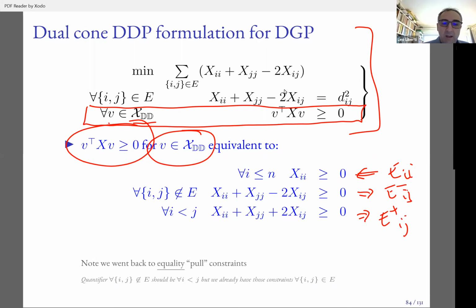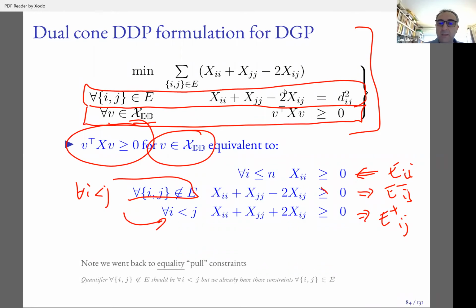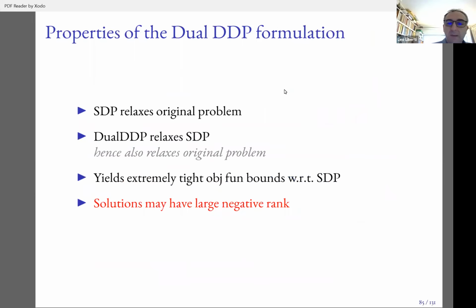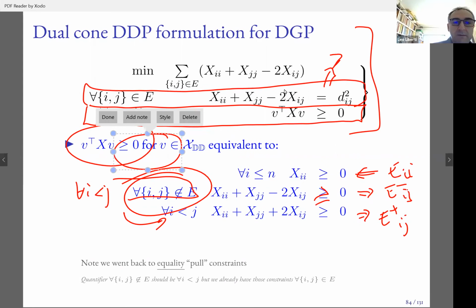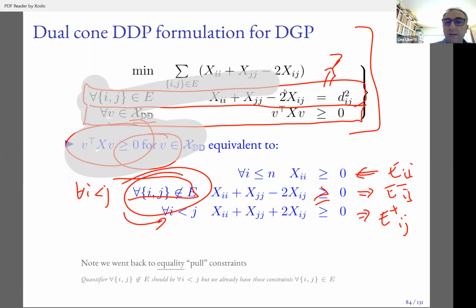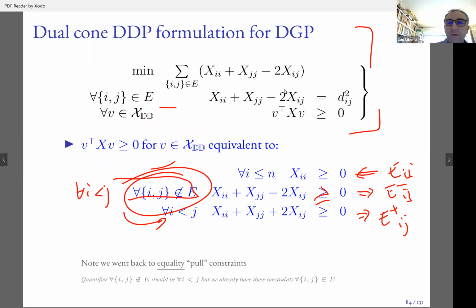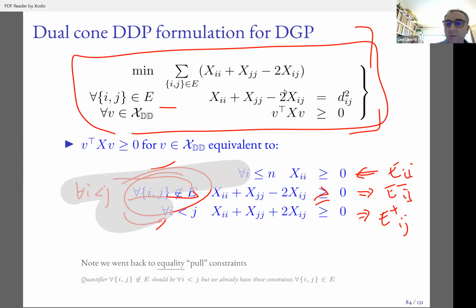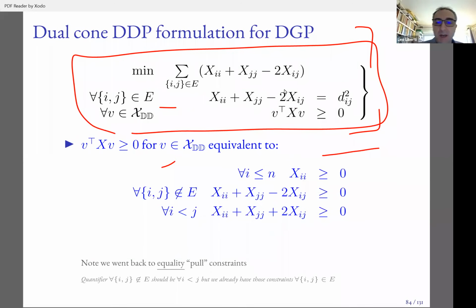Okay, and here I really should have for all i less than j, but I observe that here we already added these parts. And of course, they imply greater than or equal to. So I only need to add those that are not in E. So in the end, this formulation here only needs to be complemented by these cuts, and that's a dual DDP. So that's a dual DDP formulation for the distance geometry problem.